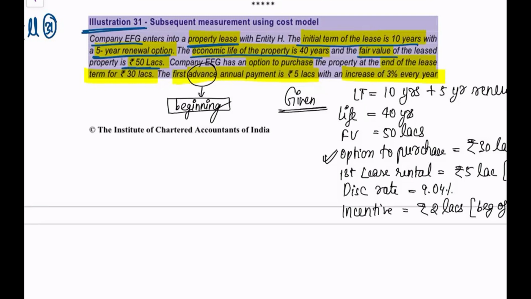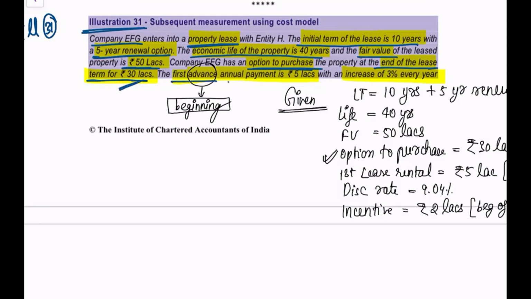They also have given an option to purchase. So there are 2 options. One is a renewal option, another one is a purchase option. A renewal option for 5 years they have given, and a purchase option: at the end of the lease term, you can purchase the property for 30 lakhs. So if you pay another 30 lakh, you can purchase the property itself.